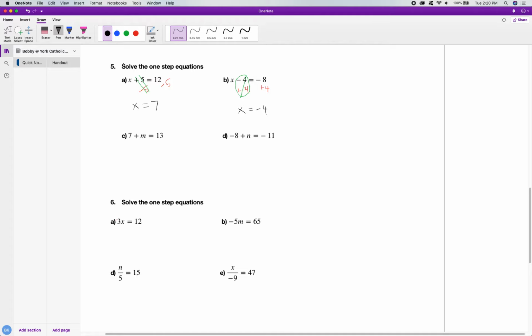What's happening to m? I'm adding 7. So I do the opposite. Minus 7. Minus 7. 7 minus 7 is 0. It's gone. I have m left. 13 minus 7 is 6.